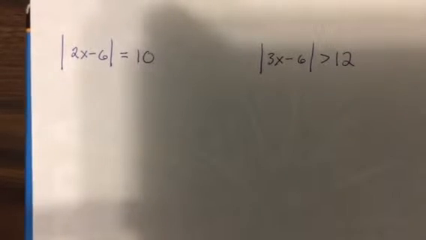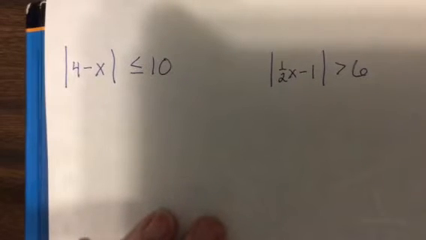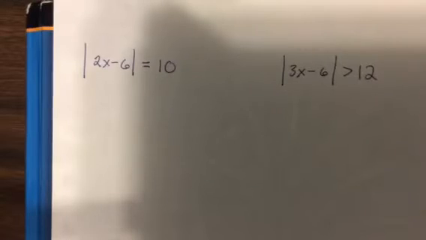I'm not going to give you any more homework. I just have four problems I want you to do. I want you to do these two, and I want you to do these two. Then I will do them for you. So these two and these two.